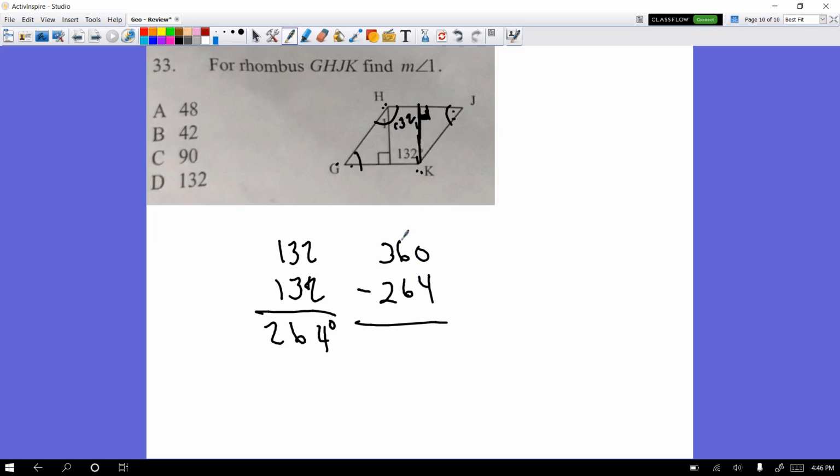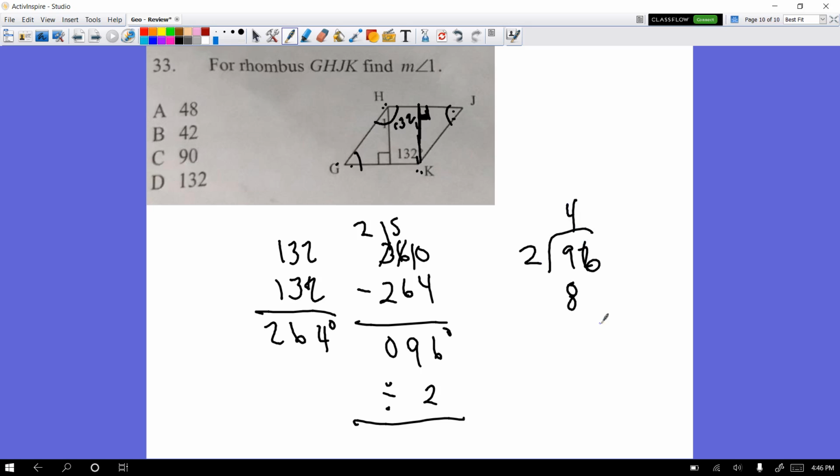264 from 360. Let's see. That's 96 degrees. And we know that those are equal, so we'll divide that by 2. 96 divided by 2, that's going to be 48 degrees. So we know that's 48, and that's 48. Okay, so now what we're looking at is we have a 90-degree angle, a 48-degree angle, and we're missing one right there, angle 1. Now we're dealing with just this triangle.